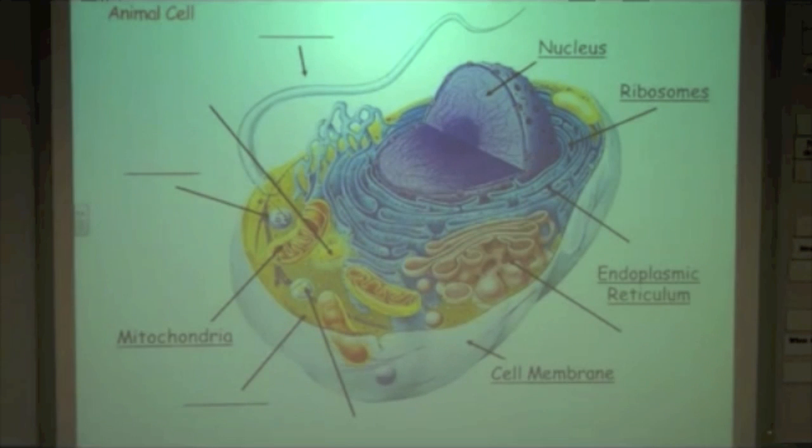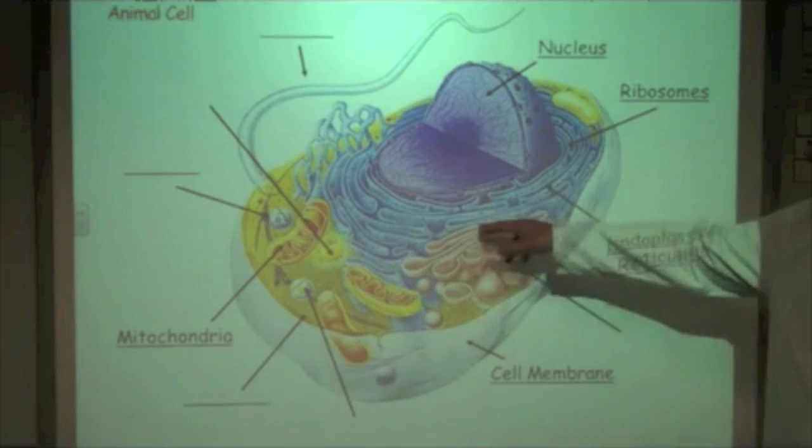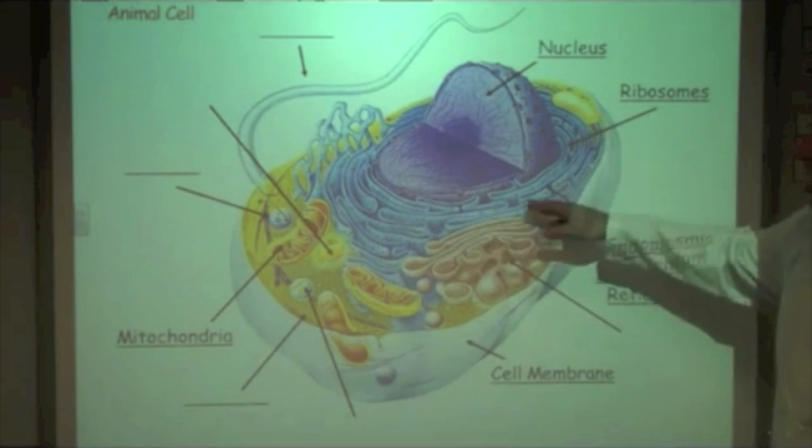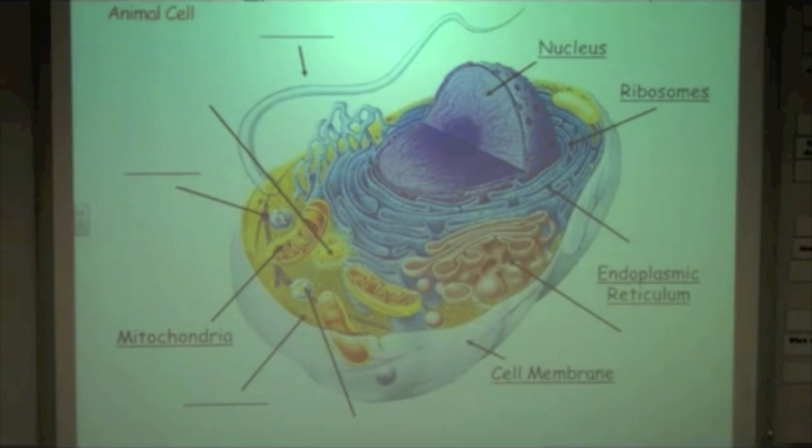Endoplasmic reticulum. We have smooth endoplasmic reticulum and rough endoplasmic reticulum. But that is the passageways. This big blue area, the passageways around the cell, how little parts and food and so forth get from one part of the cell to the other. Kind of like the hallways of the cell.